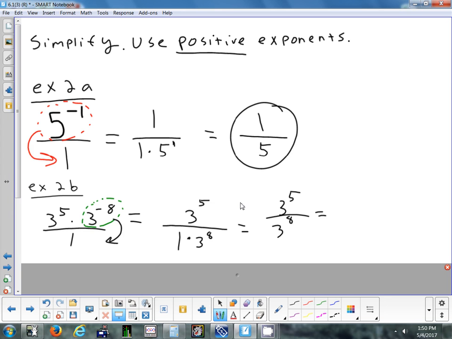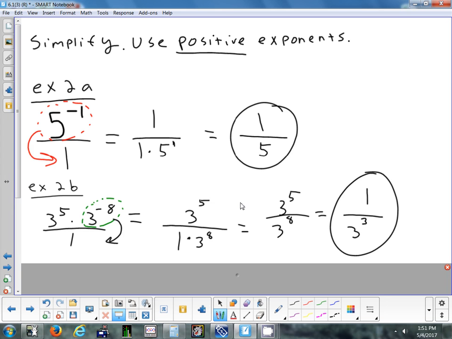When we have same base, one's in the top, one's in the bottom, what do you do with the 2 exponents? Subtract them how? Larger minus smaller. Yep. What's 8 minus 5? 3. So we're going to be left with 3 to the 3rd. Top or bottom? Bottom. Why? Because that's where the bigger number was. Now you've got to put something in the top. You can't just leave it empty. 1. And there's our answer.